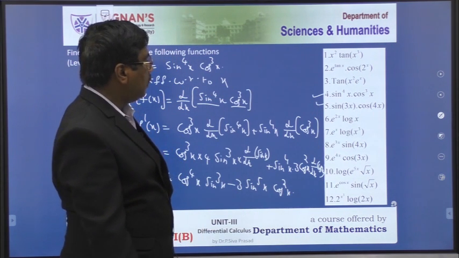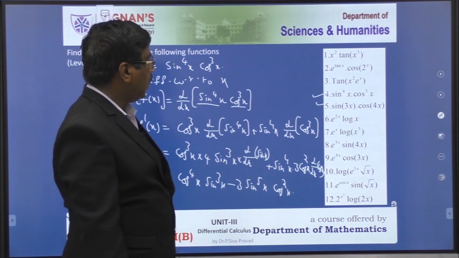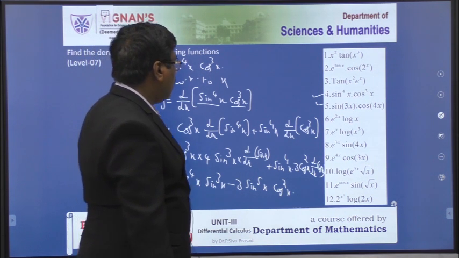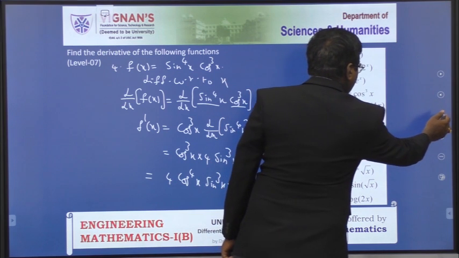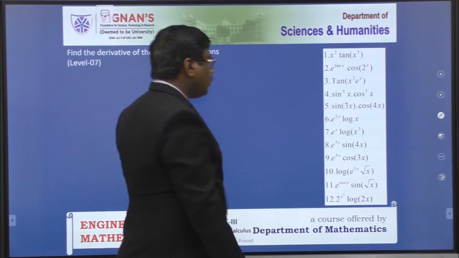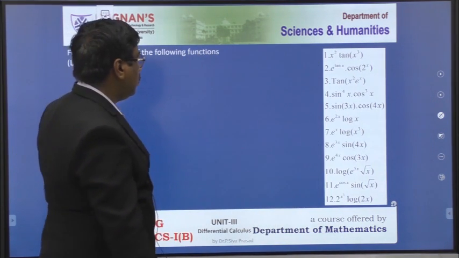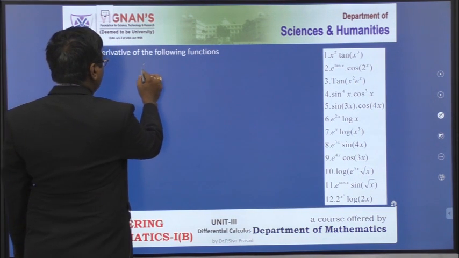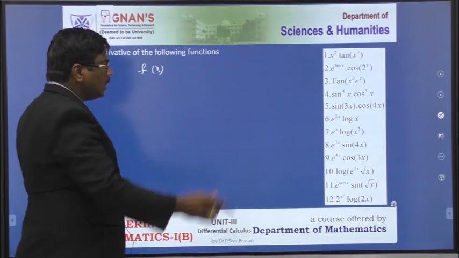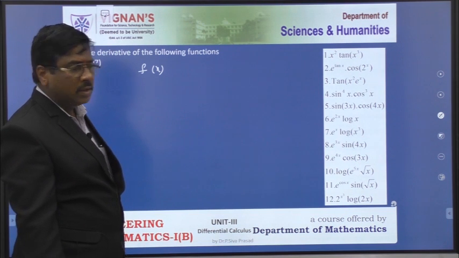Sin of 3x into cos 4x. Please all of you try sin 3x into cos 4x. So I have to tell you that there is a shortcut method for this problem.